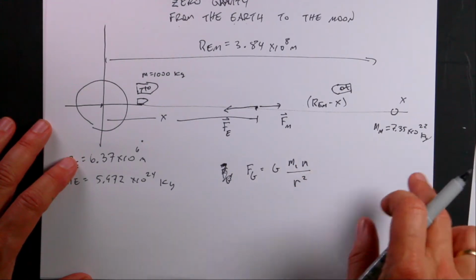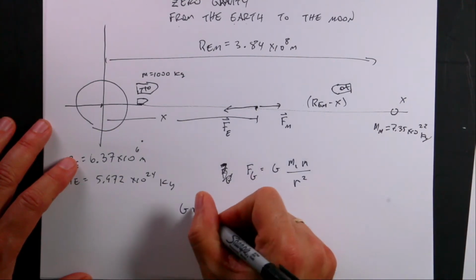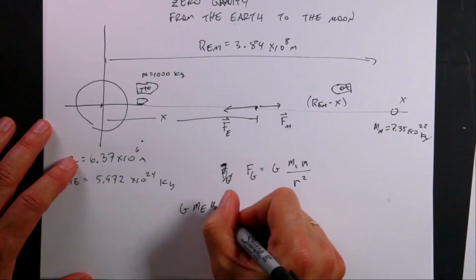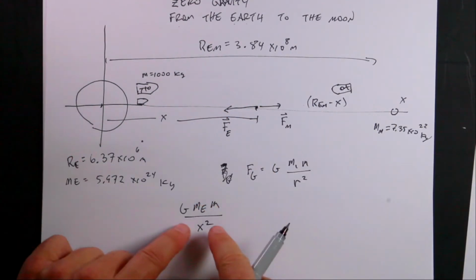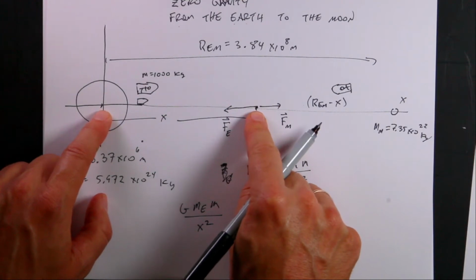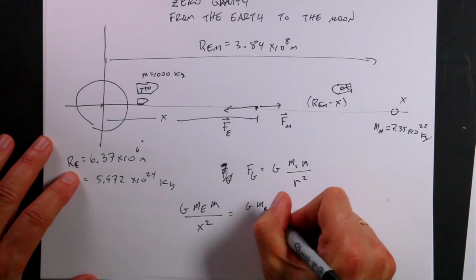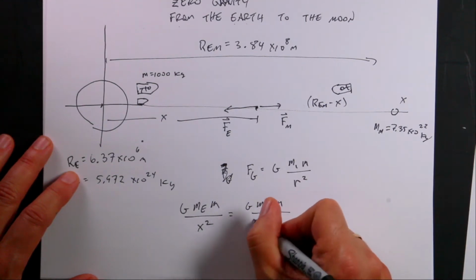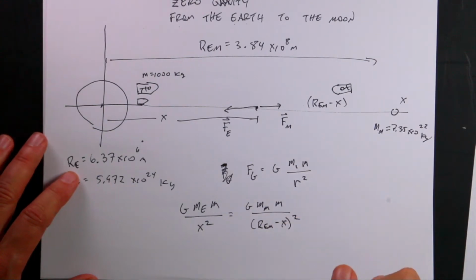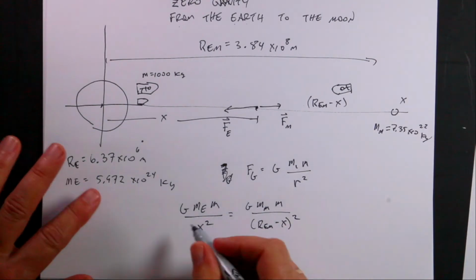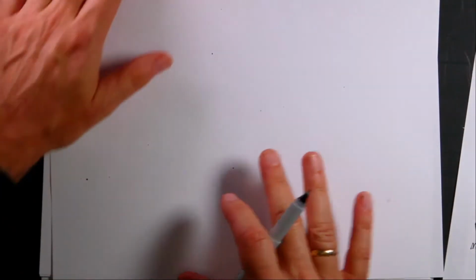So now I'm going to set the magnitude of the gravitational force due to the Earth equal to the magnitude of the gravitational force due to the moon. So that's going to be G, mass of the Earth, the object mass, let's leave it as m, divided by x squared, right? Because in this case, the distance to that point is x, so I square that. And that's going to be equal to G, mass of the moon, m, over (R_EM minus x) quantity squared. So I just need to solve this equation for x. So let's do that. Let's make sure we have plenty of room.